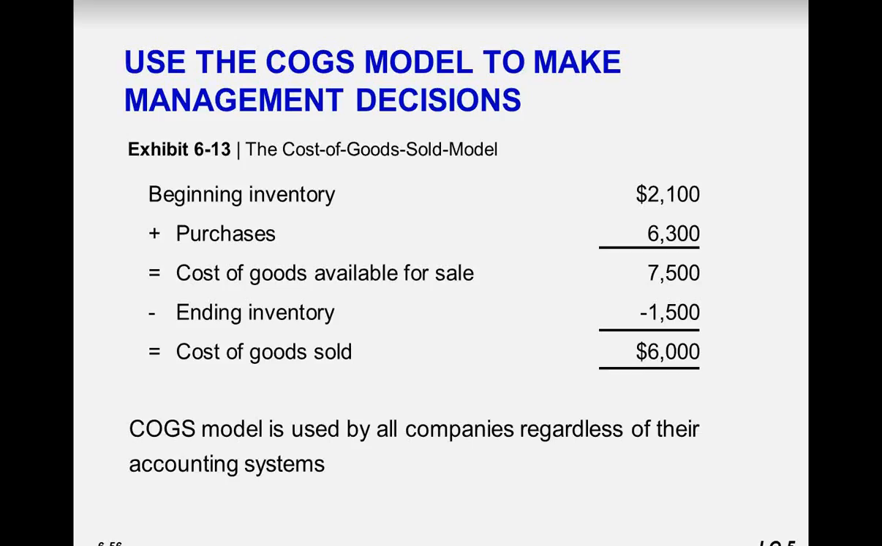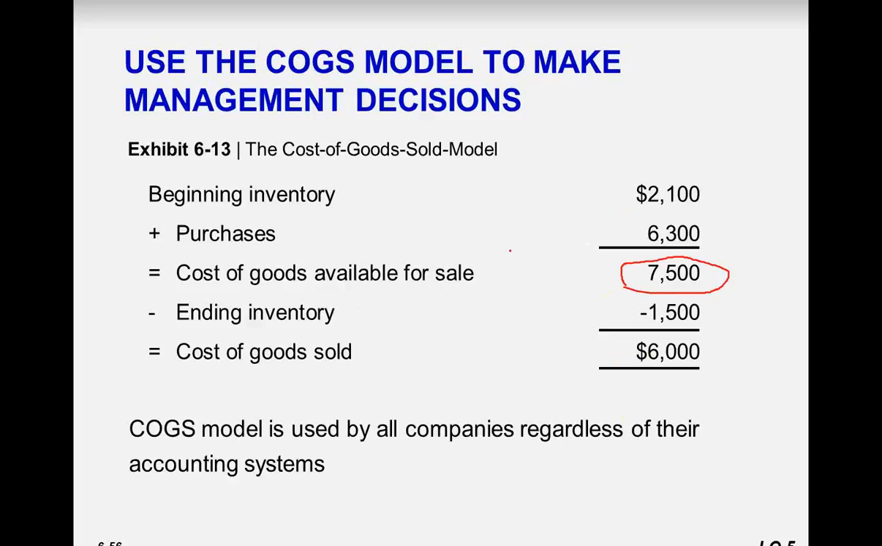To make management decisions here, I want to look at how the cost of goods sold model is used. We would have our beginning inventory plus our purchases. That gives us our goods available for sale. You will hear me use this term a lot when we're working on the exercises here in a little bit. I'll say you had this many available for sale. Then you take away your ending inventory and it gives you your cost of goods sold. This is used by all companies regardless of their costing systems or accounting systems.